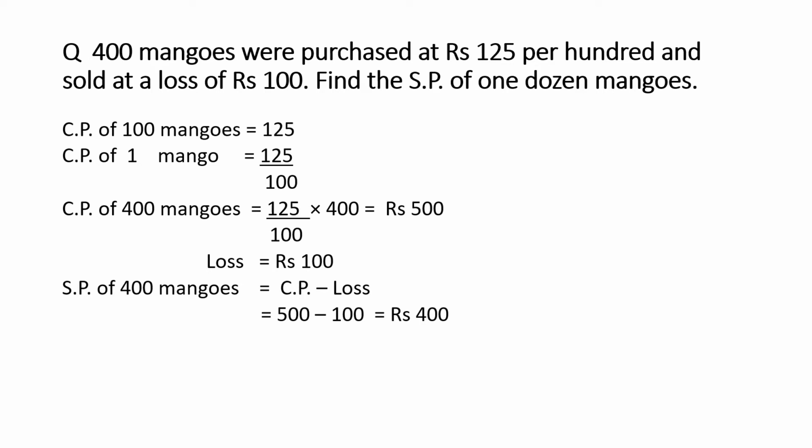Now we have come up with the selling price of 400 mangoes, which is rupees 400, and we have to find the selling price of 1 dozen, meaning 12 mangoes. So we go for the unitary method. First, selling price for 1 mango is rupees 1, and then selling price of 12 mangoes is rupees 12.